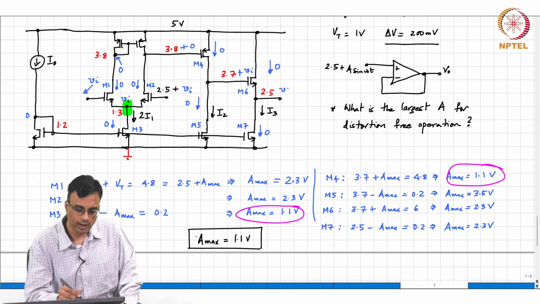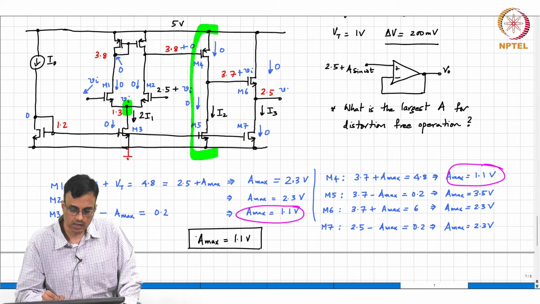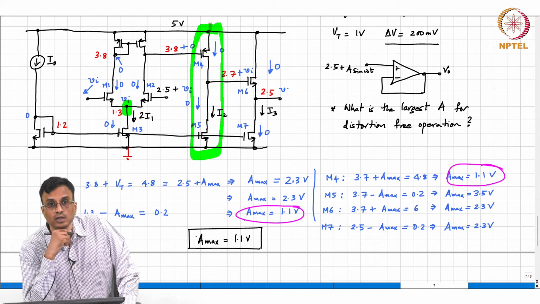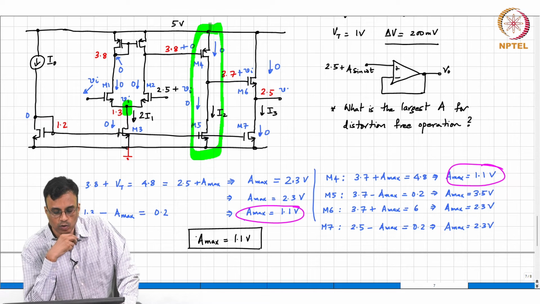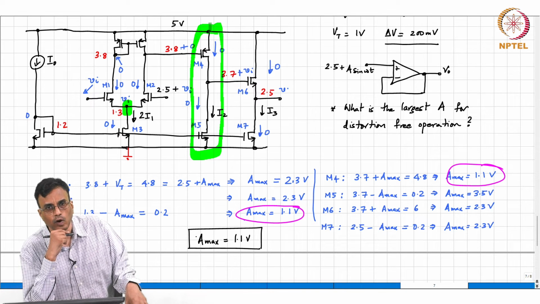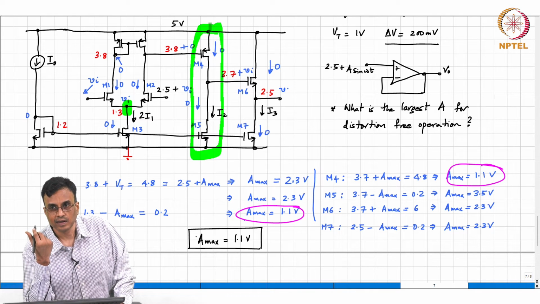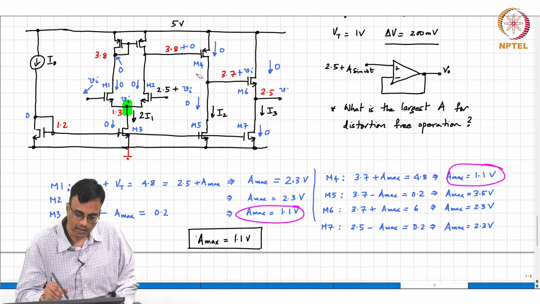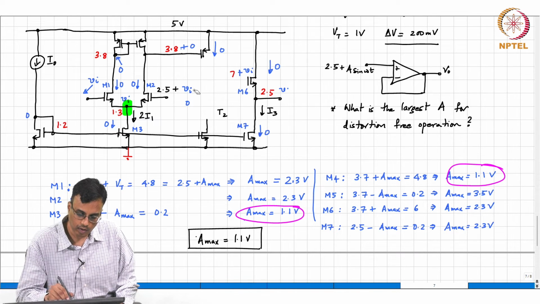Let me give you a hint. What is the gain of this stage? Minus GmR. So if you want to increase the gain, you either increase Gm or you increase Ro, right? How can you increase Ro? Cascode, right?